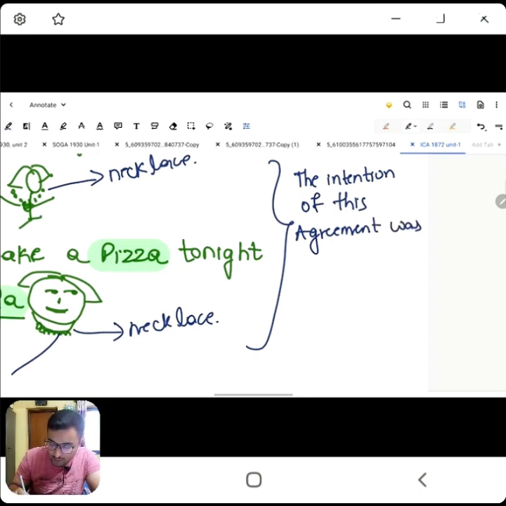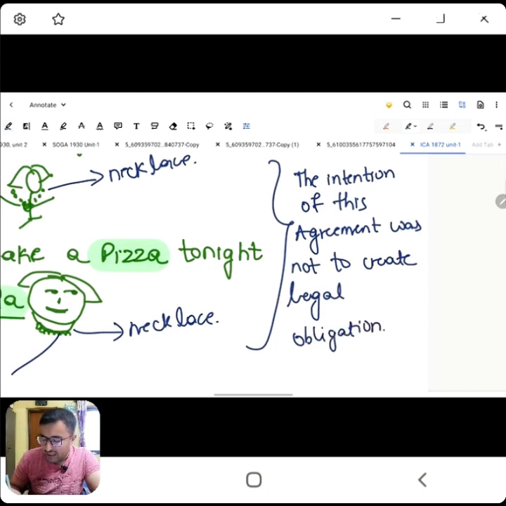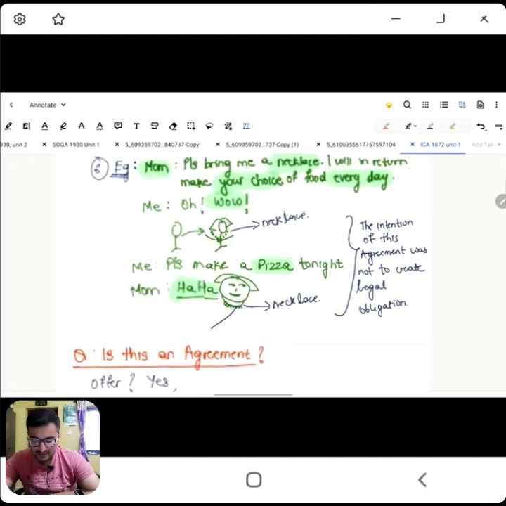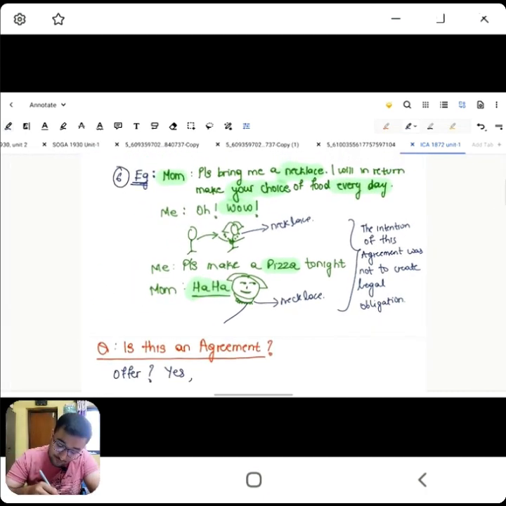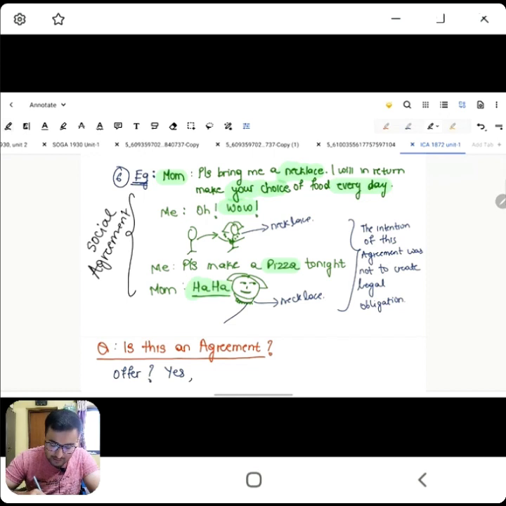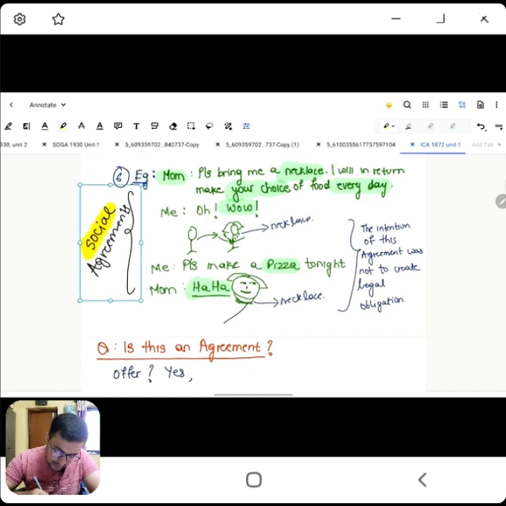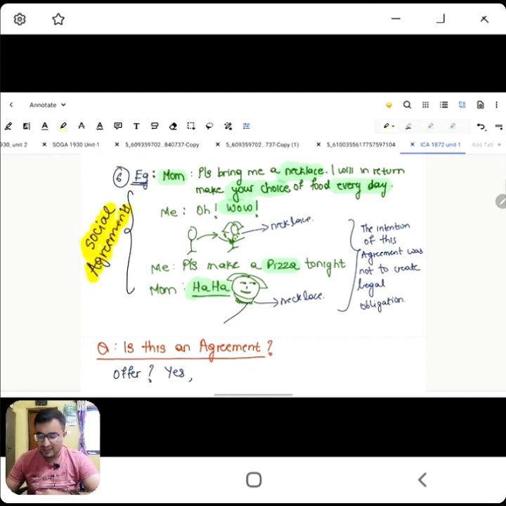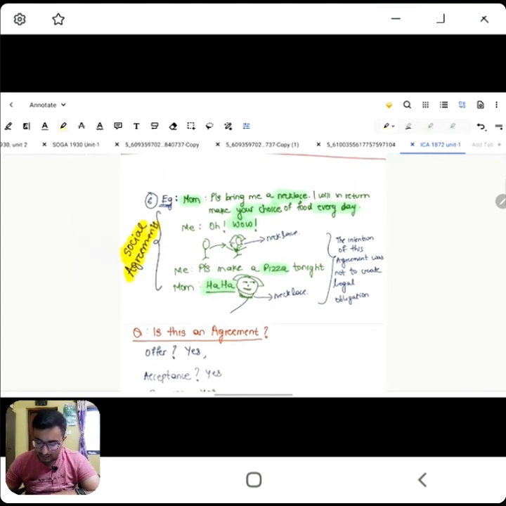was not to create legal obligation. We never intended to create these legal facades between us. It was just an informal agreement, not a contract. Such informal agreements are what we call social agreements. Social agreements. Please remember these words. These are the key words that will fetch you marks. This is what we call a social agreement, where there is no intention to create legal obligations, right?